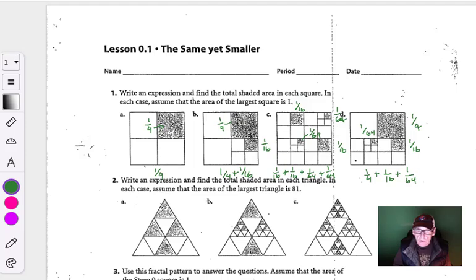Okay, so I'm not sure what expression we can write, but we can see there's a pattern with the fourths of the fourths, and the 4th of the 4th of the 4th, which gives us a 64th. Okay, let's move on up.